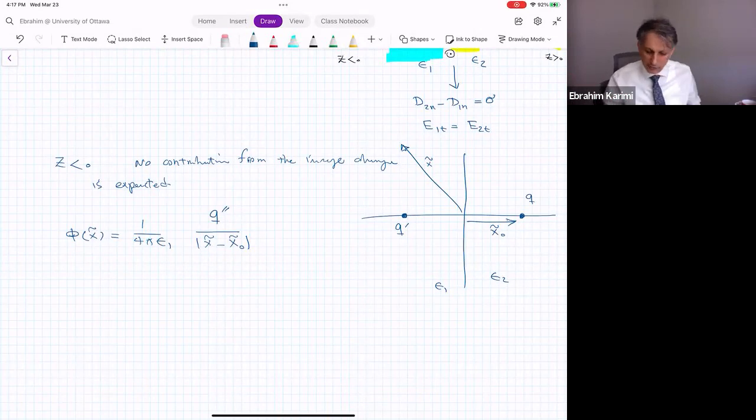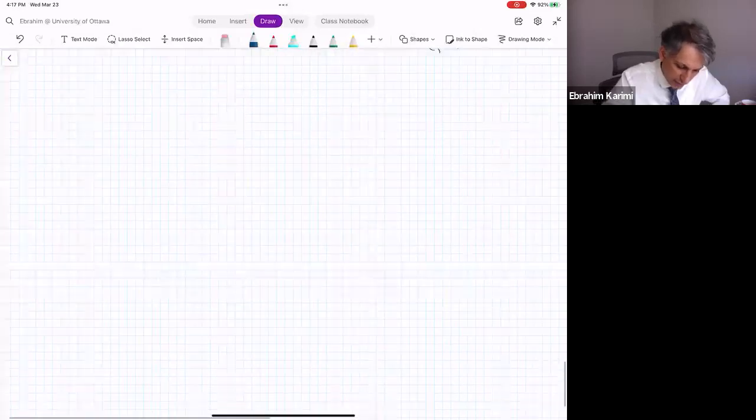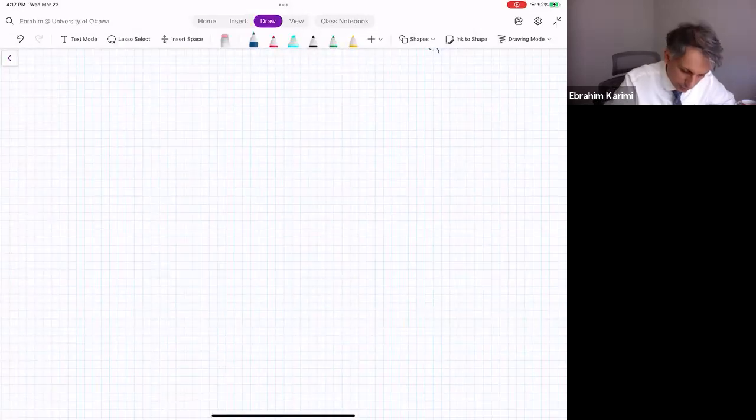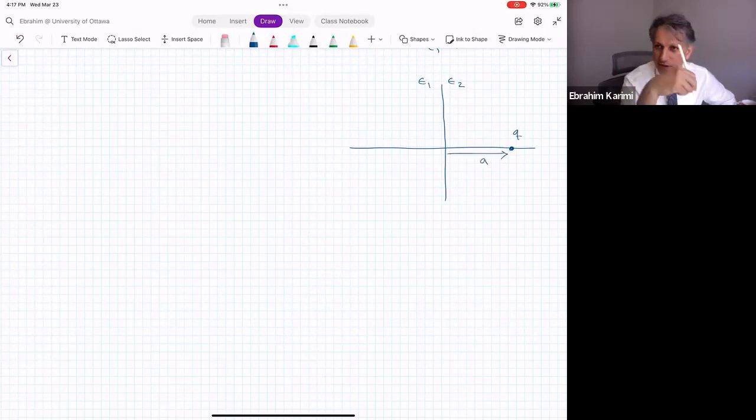So, guys, just to recall, I'm going back and telling you the story, and then I will go back to the upper side and see what is happening. If you have two materials, epsilon 1 and epsilon 2, and we put a charge Q here at a distance of a. If the two materials are identical, I'm expecting the potential to be 1 divided by 4 pi epsilon 1, or epsilon, charge divided by the distance that you are looking for.